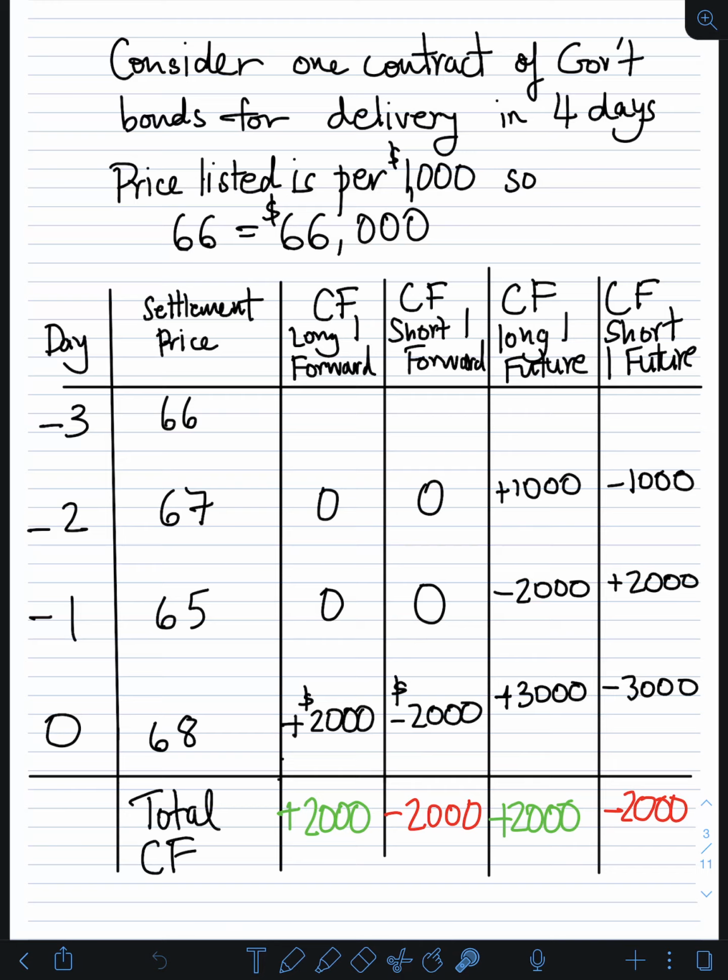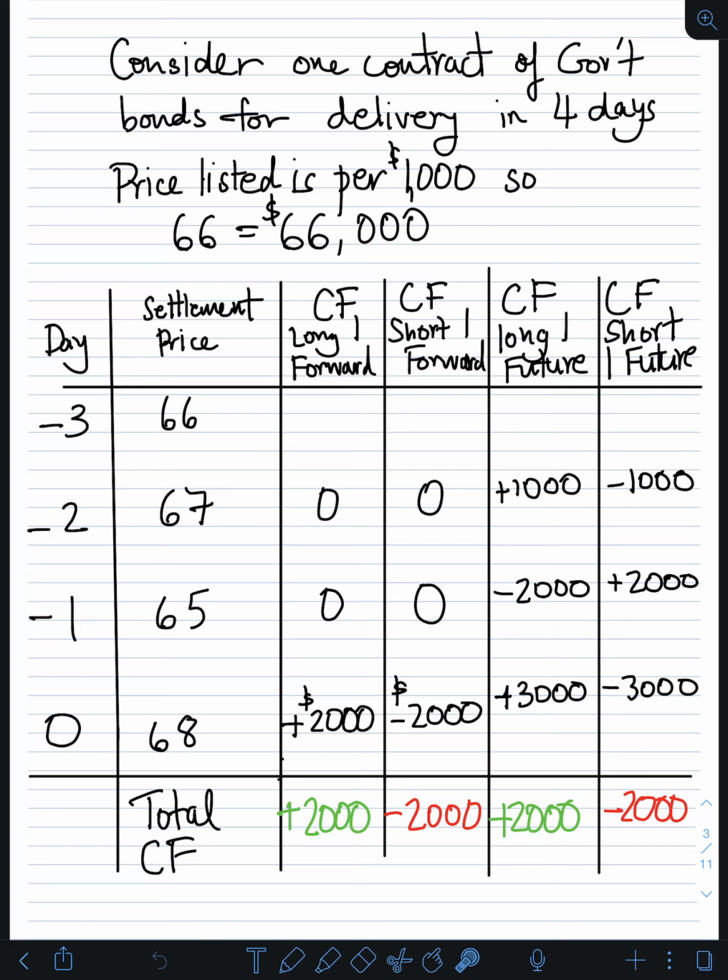So let's say the settlement price on day -3 was $66. Somebody bought it at $66, and somebody sold it at that settlement price. Now at day one, so the next day after the contract is purchased, which would also be -2, the price changes from 66 to 67. Now here's where the difference happens between a forward and a futures contract.